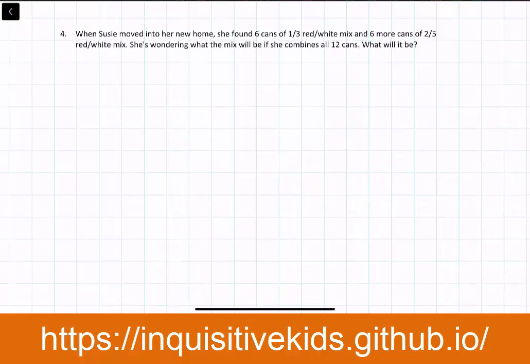Here's our last problem. When Susie moved into her new home, she found 6 cans of 1 to 3 red to white mix and 6 more cans of 2 to 5 red to white mix. She's wondering what the mix will be if she combines all of these 12 cans. What will it be? Let's first write out our ratios. Red to white. Our first mixture is 1 to 3, and our second mixture is 2 to 5. And there's 6 cans of each.